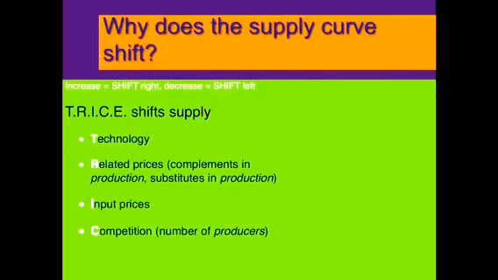Okay, the fourth part of TRICE is C for competition. Okay, now we're dealing with the number of producers. Compare that to demand, where we had market size, which was the number of consumers. Now we're dealing here with something simple. Are the number of producers increasing? Generally speaking, the larger number of sellers or producers, the greater the supply.